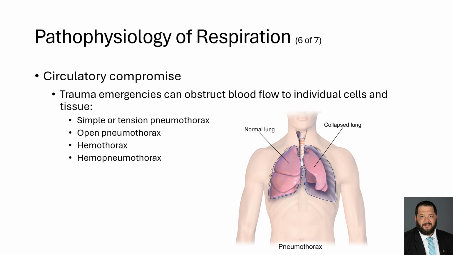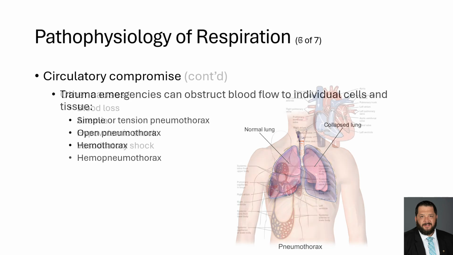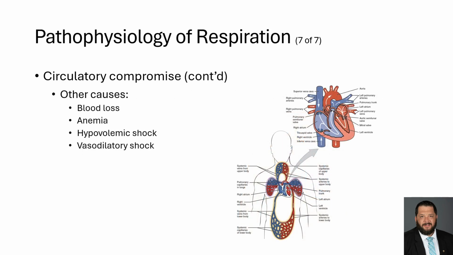You also can have things like hemothorax or a hemopneumothorax. And again, if we break these down based on our medical terminology, we can know that the prefix pneumo is air, and the prefix hemo is blood. So where a pneumothorax is air filling up the pleural sac within the lung, hemothorax is where blood fills that.